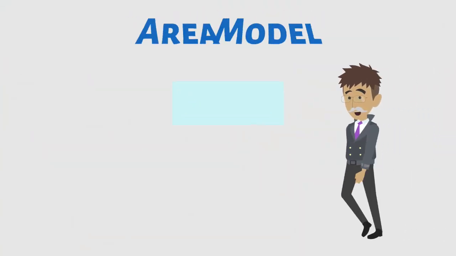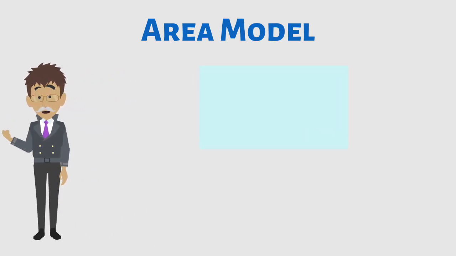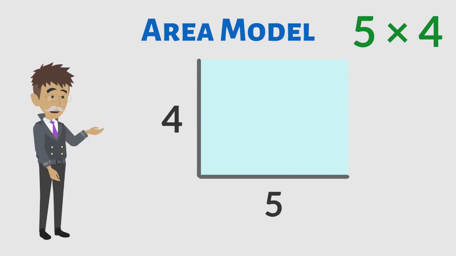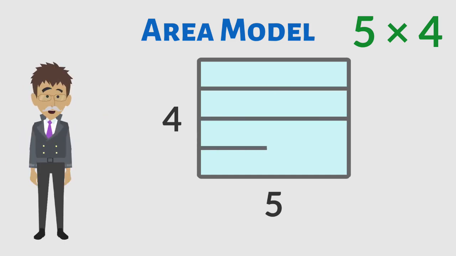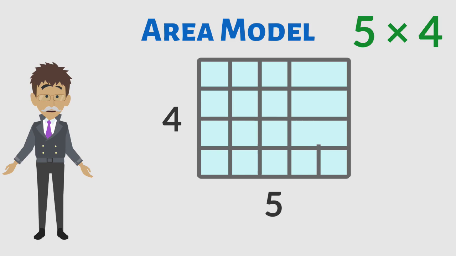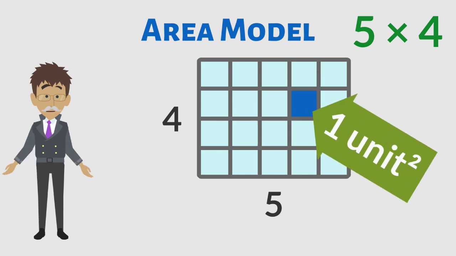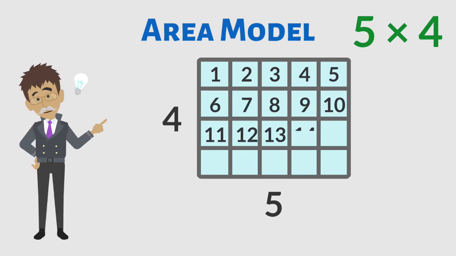The area model is a way to visualize multiplication. For example, we can model the multiplication problem 5 times 4 as follows. Begin by drawing a rectangle with one side 5 units long and the other side 4 units long. Next, we find the area. Since each square inside is 1 unit by 1 unit, they each have an area of 1 unit squared. Count the number of squares in the array. The area of the rectangle is the solution to the multiplication problem.